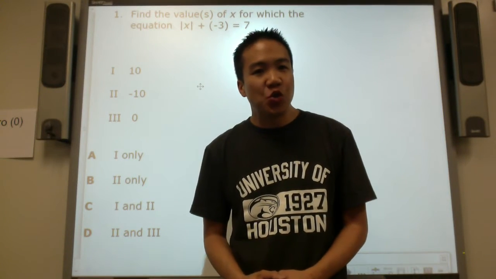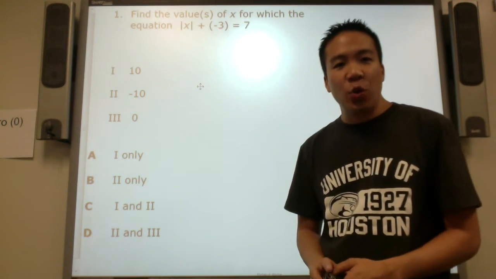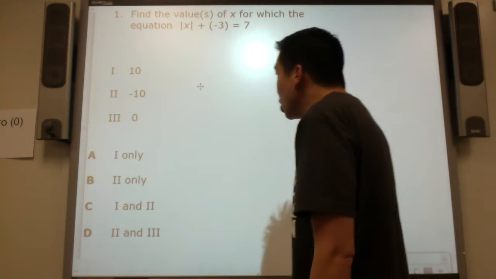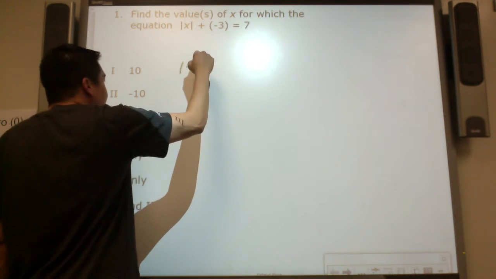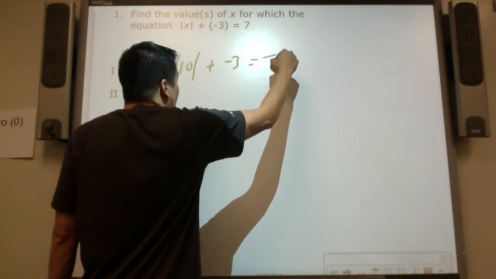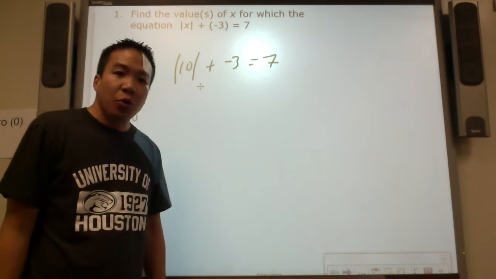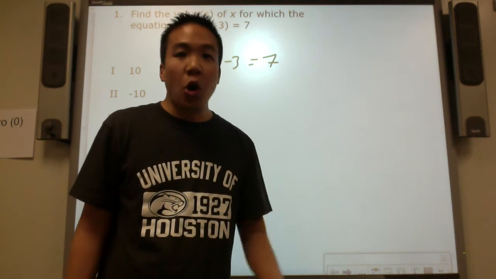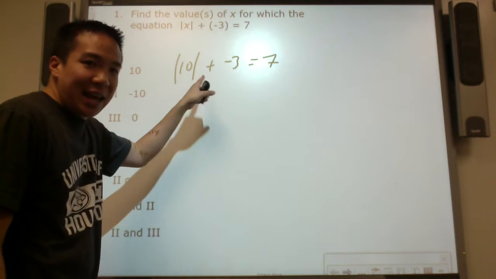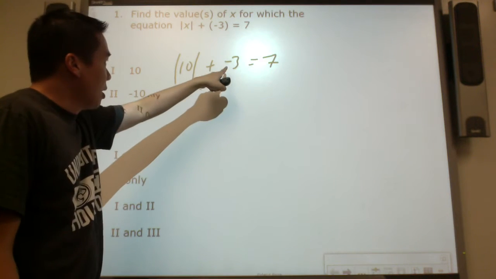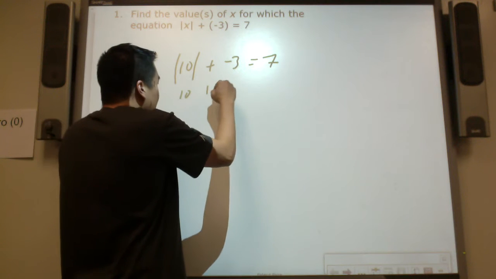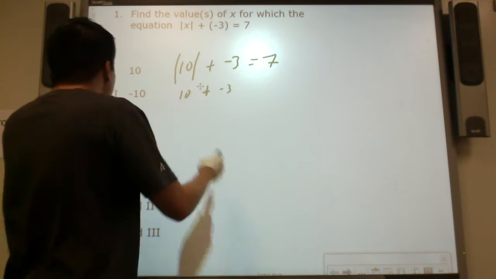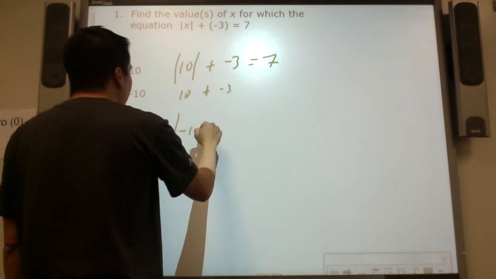PreAP Test 1-1. Find the value of x for which the equation absolute value of x plus negative 3 equals 7. So, if I replace this x with 10, will this work? What's absolute value again? It's the distance of that number from 0 on the number line. How far is 10 from 0 on the number line? 10 units. So this is 10. I put it with 3 negatives. Do I have more positive or negatives? I have more positive by 7. So that is correct. Let's try the next one.